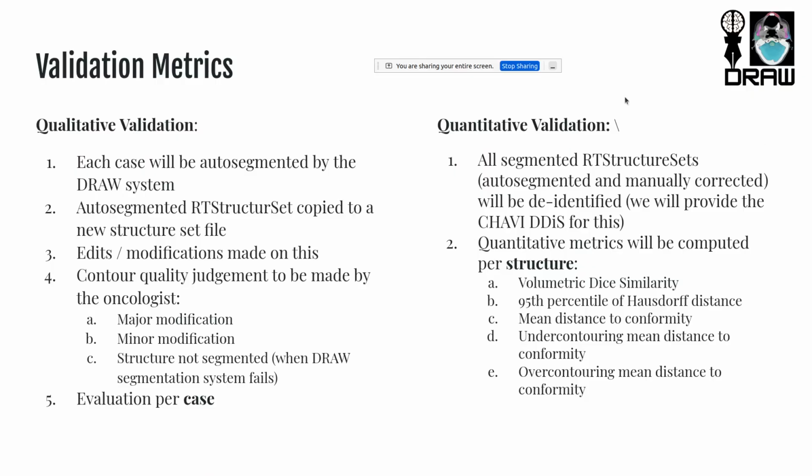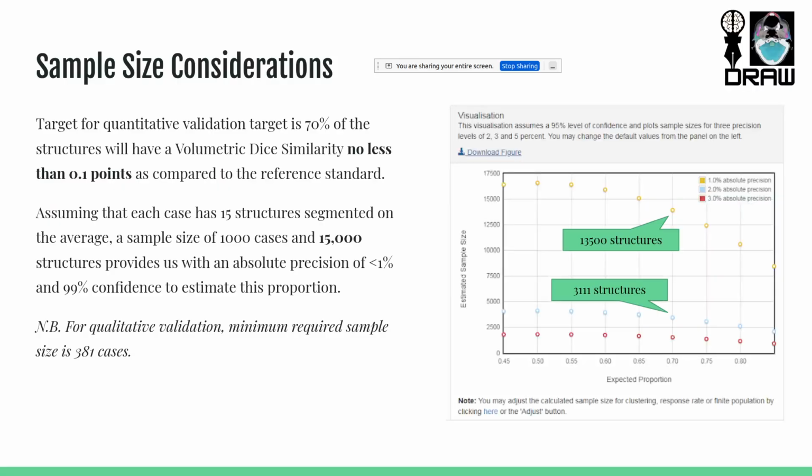For the quantitative validation, we will need these two structure sets, the auto-segmented and the manually modified ones, to be de-identified, and we will provide you with a de-identification solution for this. This is different from the client that we have installed. And once the quantitative metrics have been computed per structure, we will report on the various metrics like the Hausdorff distance, dissimilarity, mean distance to conformity, etc. This will be done programmatically. So we will probably run it across maybe 1000 cases at one time or something like that. These are our sample size considerations.